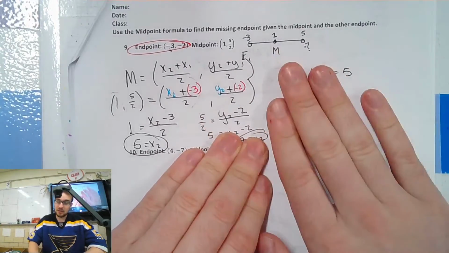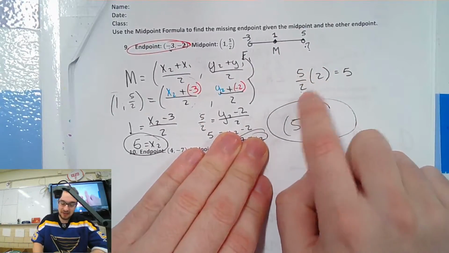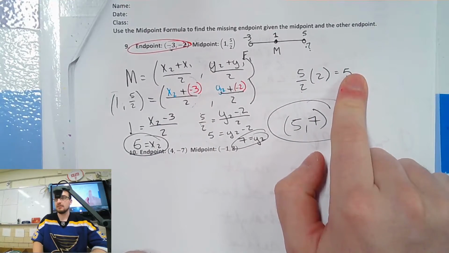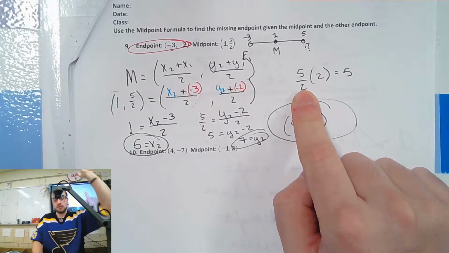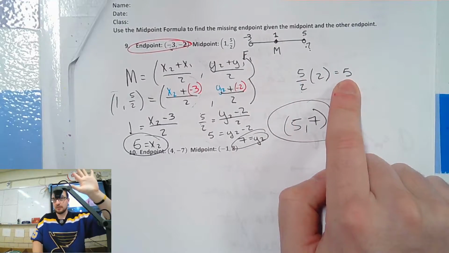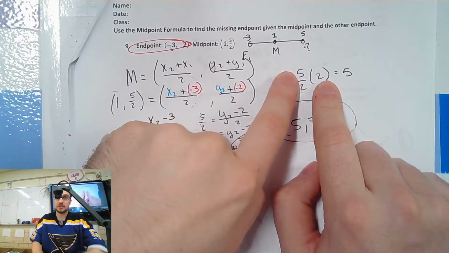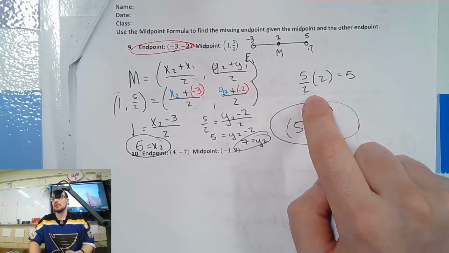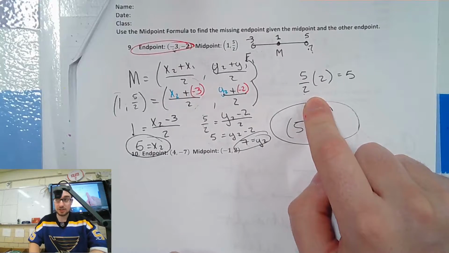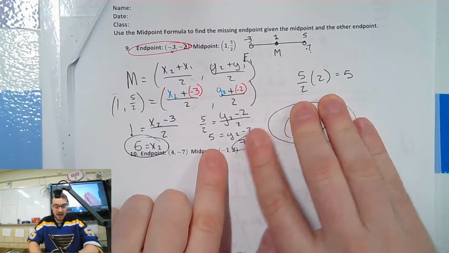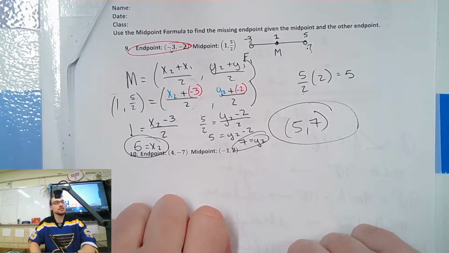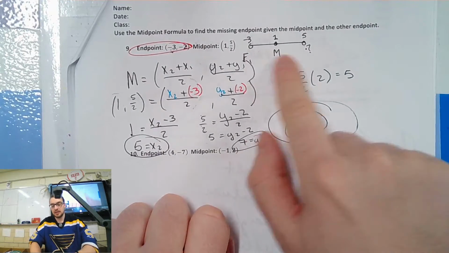I times by 2 to get rid of the division. That's 5 halves times 2 on this side. What's 5 halves times 2? 5. Because 2 divided by 2 is 1 times 5 is 5. Or you could have done it this way: 5 times 2 is 10 divided by 2 is 5. Again, times by the top, divide by the bottom. Your choice. Just got to do both. So we get 5, and then we have to add the 2, and we get 7. So (5, 7) is the endpoint that we were missing.